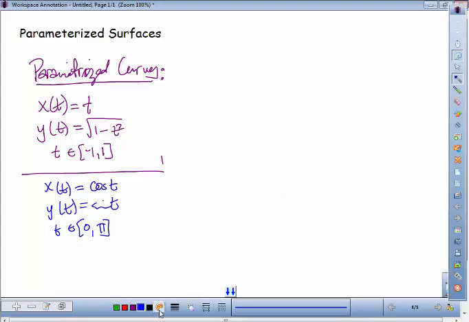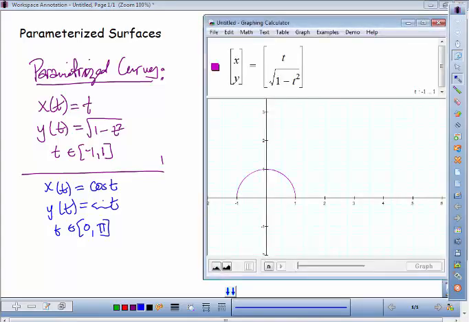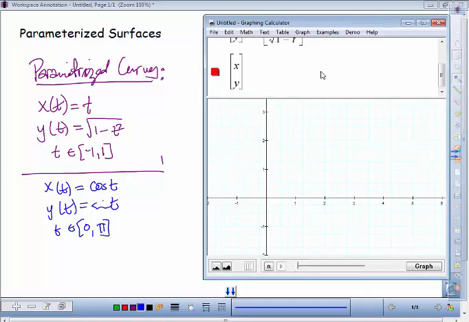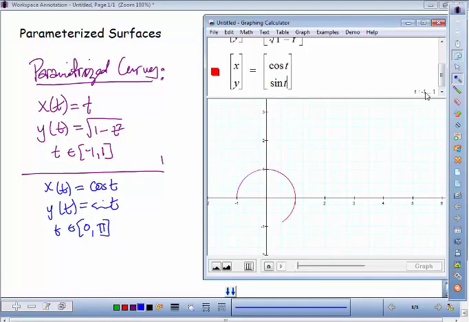So let's try that in our graphing program. Equals cosine t, sine t, and I have to change the limits from 0 to pi. So it draws basically the same thing.